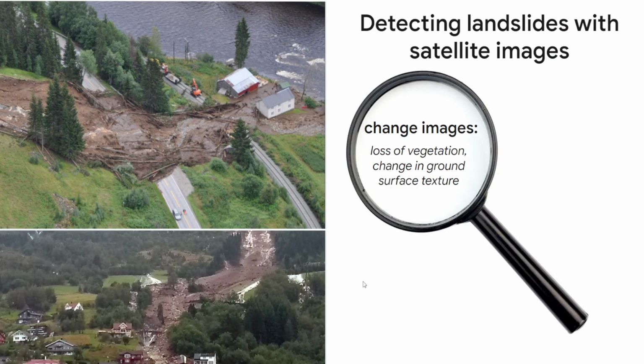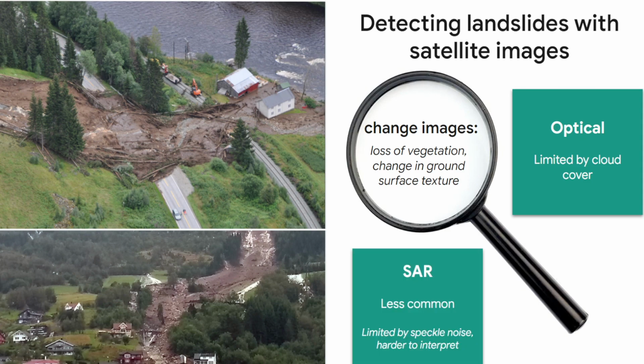And there's two main approaches for detecting landslides in change images. The most common is to use optical imagery to detect vegetation loss, but this is limited by cloud cover. SAR backscatter images can be used to detect landslides through clouds. However, a major limitation is the speckle noise, which makes the images grainy and harder to interpret. So there's not so many people who have been using this approach.